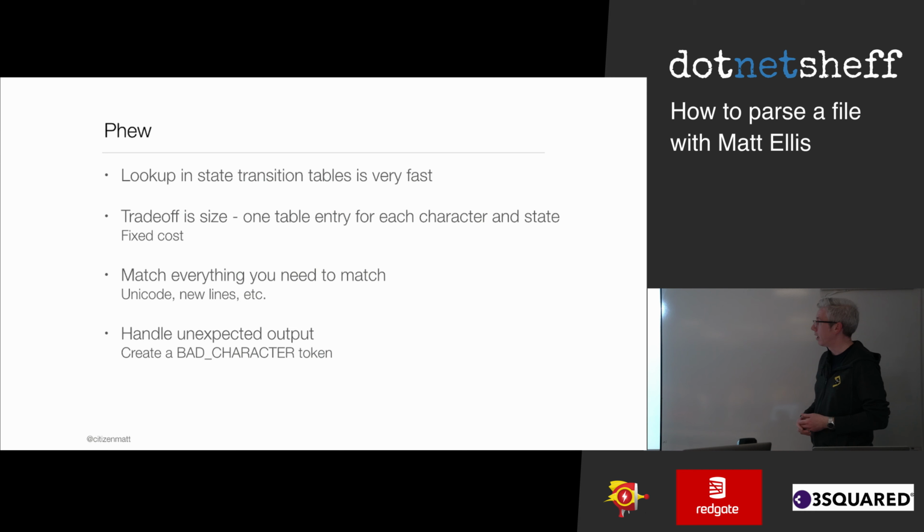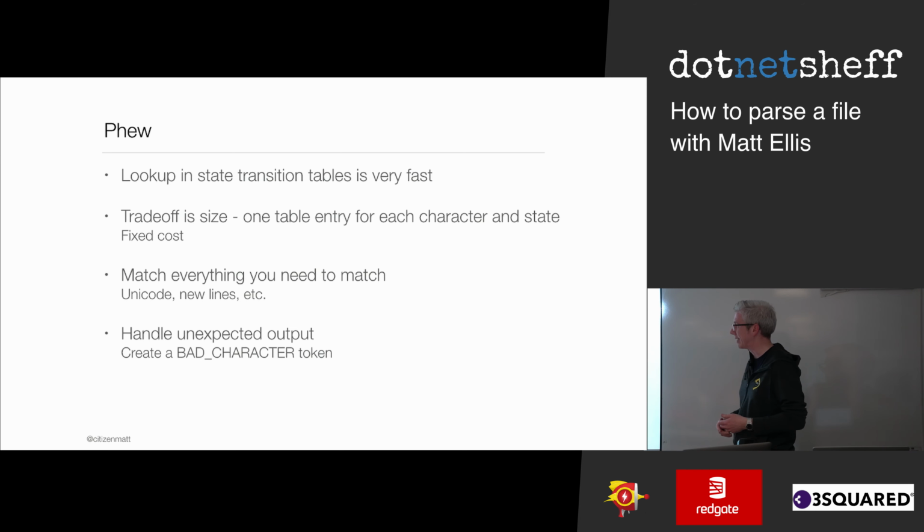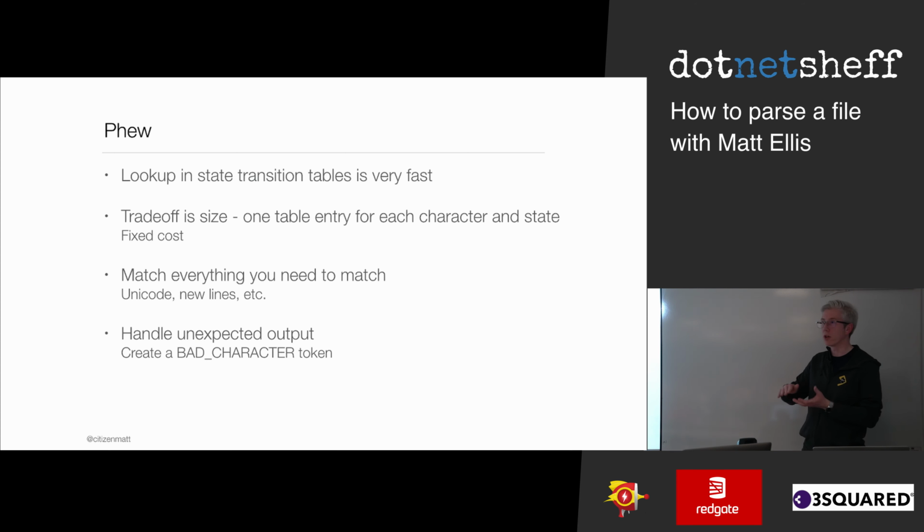And you can also handle unexpected input there, actually. Sorry, not output. You can handle unexpected input there. If you are matching a character that you're not expecting, you can have a catch-all rule, which is basically saying, here's a bad character token. And it'll just put a new token into the stream there to say, don't know what that was.